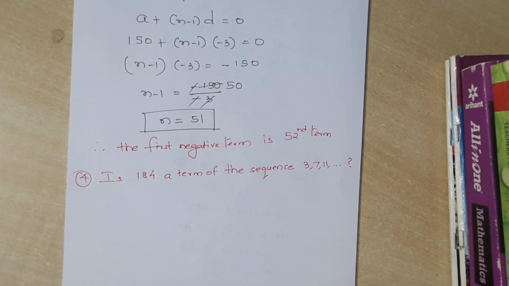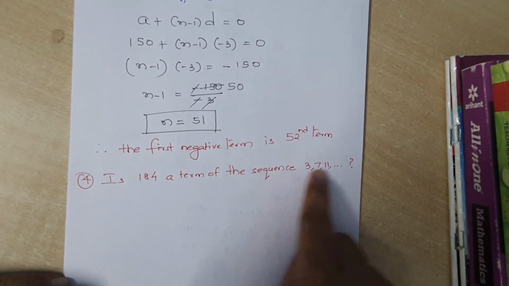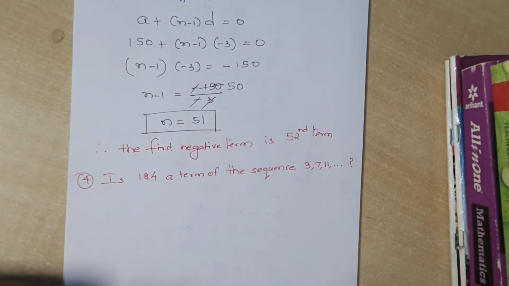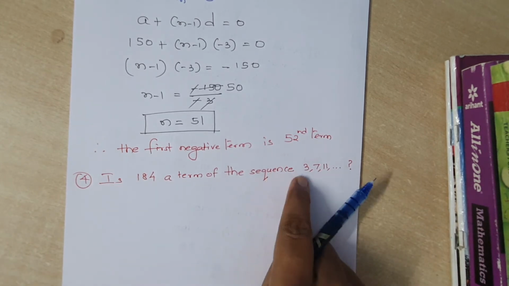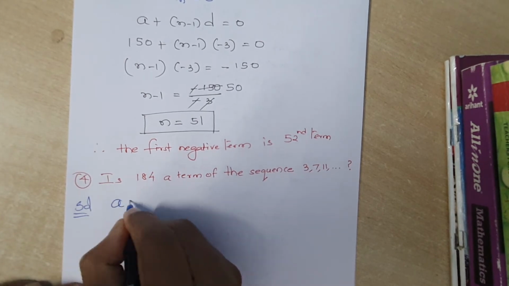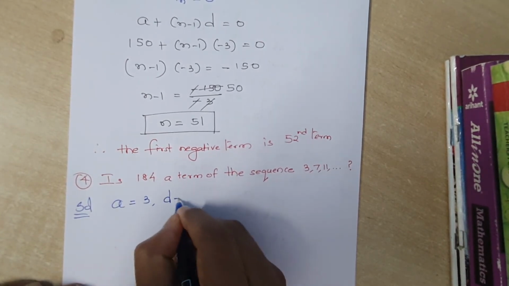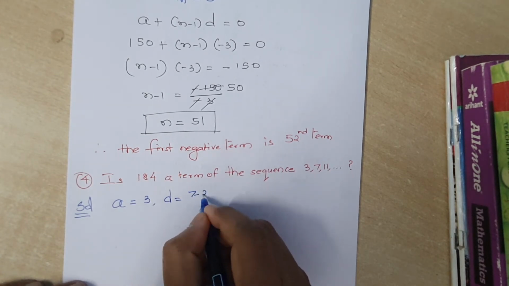Now the next question is 184 a term of the sequence this? So we have to find whether 184 ഈ ഒരു സീക്വൻസ്, ഈ ഒരു എ പിയുടെ ടേം ആണോ ഇല്ലയോ. So we have done this question similar to this. Here what will we do? First we write the basic information. എന്താണ് നമുക്ക് അറിയാവുന്നത്? ഫസ്റ്റ് ടേം എ ആണ്. A is equal to 3, D is equal to 7 minus 3, which is 4.